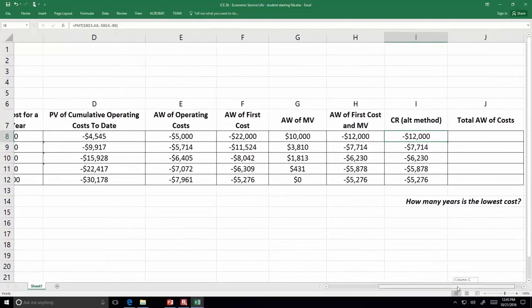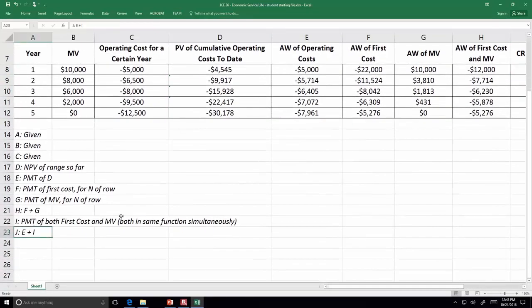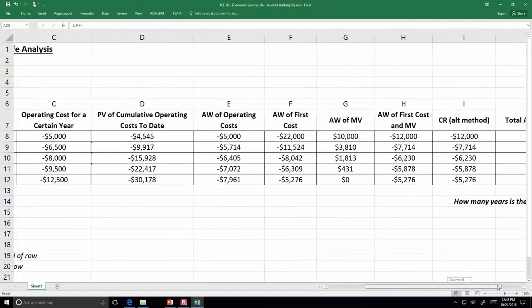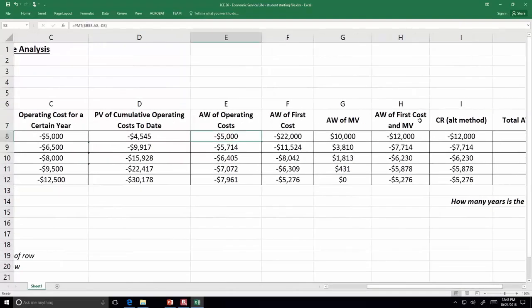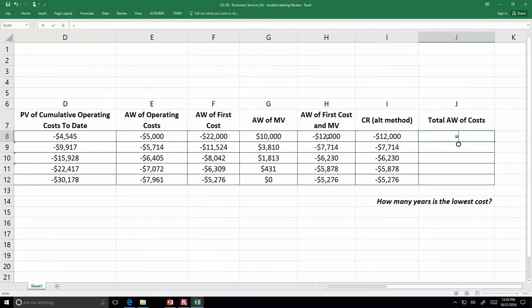Okay, the last thing, the total annual worth of costs. Down here in the key, it's saying column E plus column I. So total costs are operating plus the capital recovery. And capital recovery accounts for the purchase price and the ultimate market value together. So the total costs are going to be the operating costs, annual worth, and either column H or column I. Since they're identical, it doesn't matter which one we do. So when we drag that down, it tells us our costs depending on how long we own the thing.